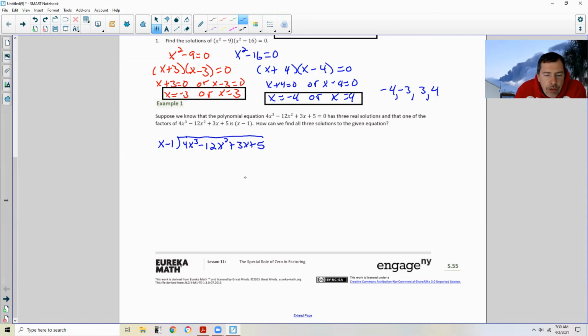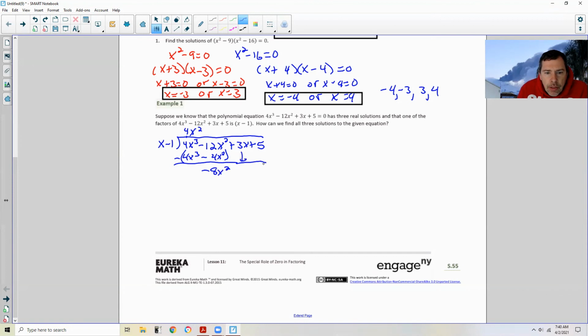So now we're going to use a lesson that we did in this module earlier, and we're just going to do long division. So 4 divided by 1 is 4. x cubed divided by x is x squared. And then we multiply. 4x squared times x is 4x cubed. 4x squared times a -1 is a -4x squared. And then I'm going to subtract. 4x cubed minus 4x cubed is 0. -12x squared minus a negative is plus. This will give us -8x squared.